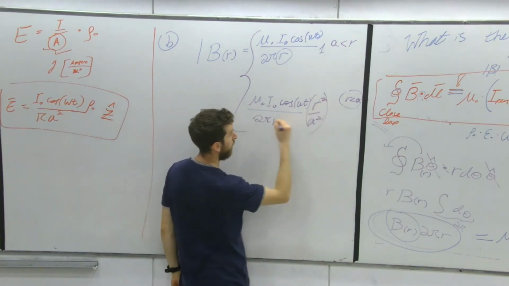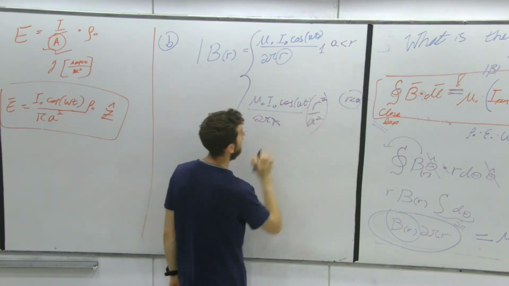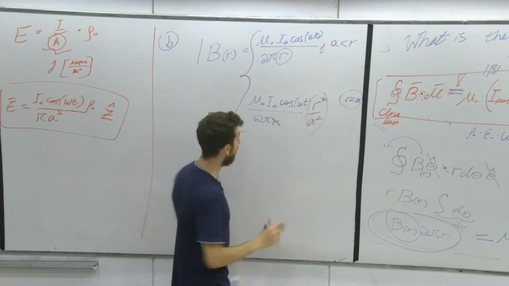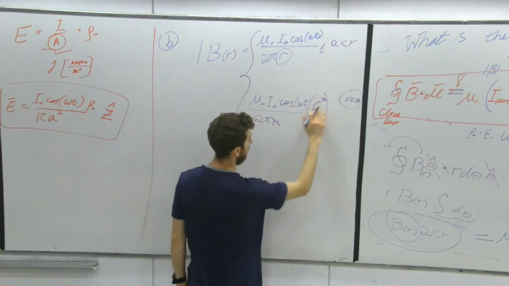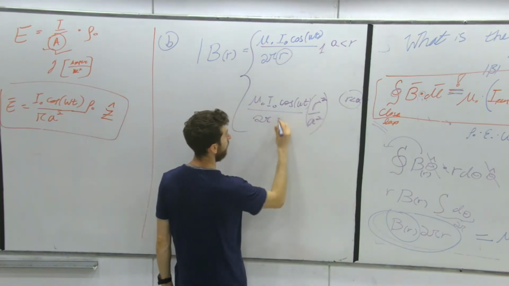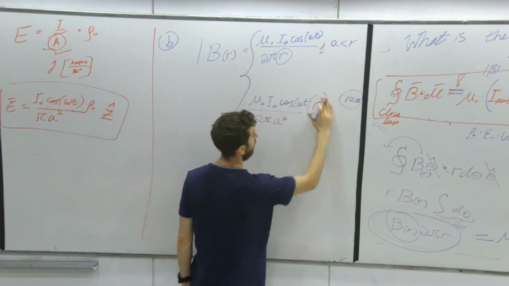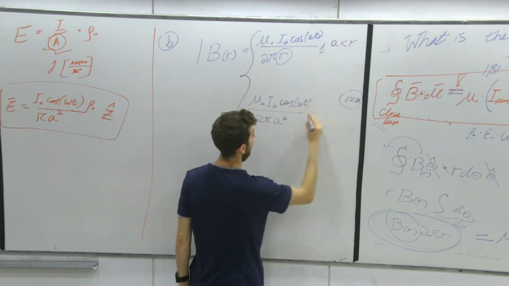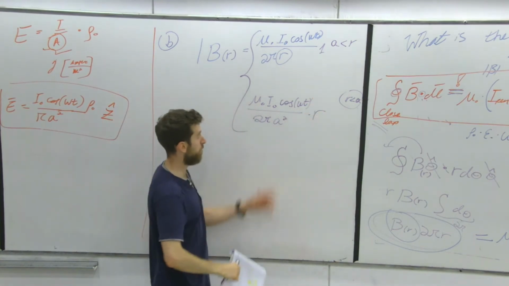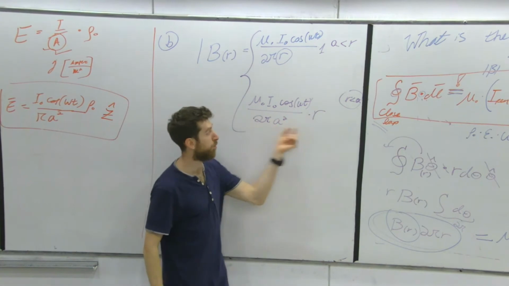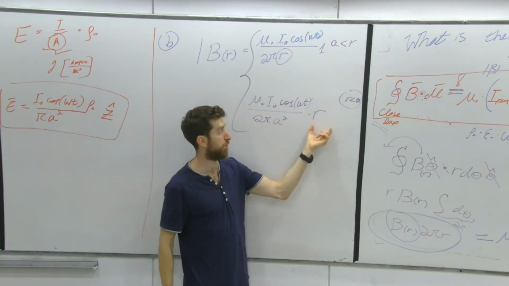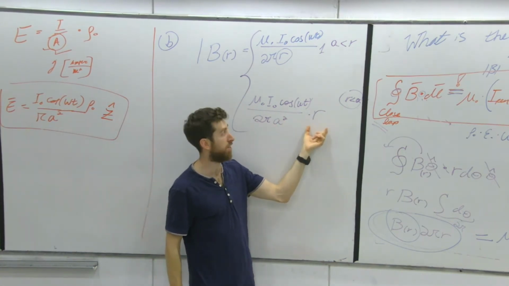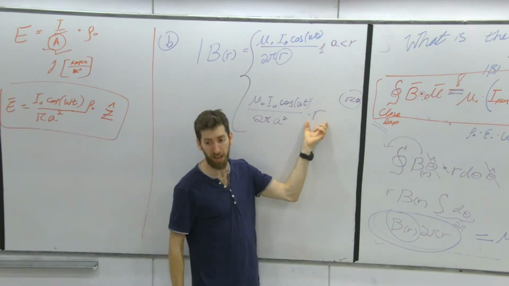And I can see that this one cancels that one. And this behaves differently. Look, this one is actually equal to 1, this R and this R. So we can put here A squared, and here we have only R. So this is like a constant, not really constant, it's changing in time, multiplied by some linear term. That's what's going on inside, okay?